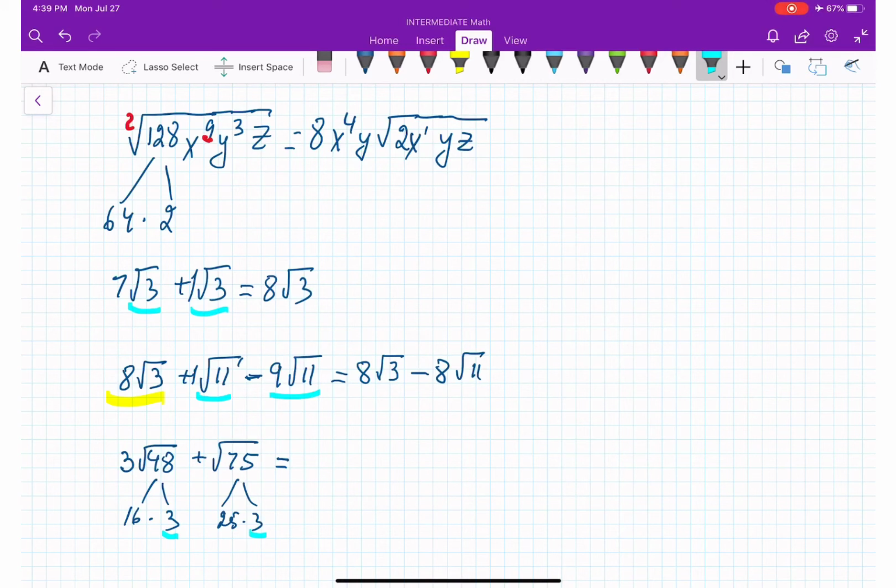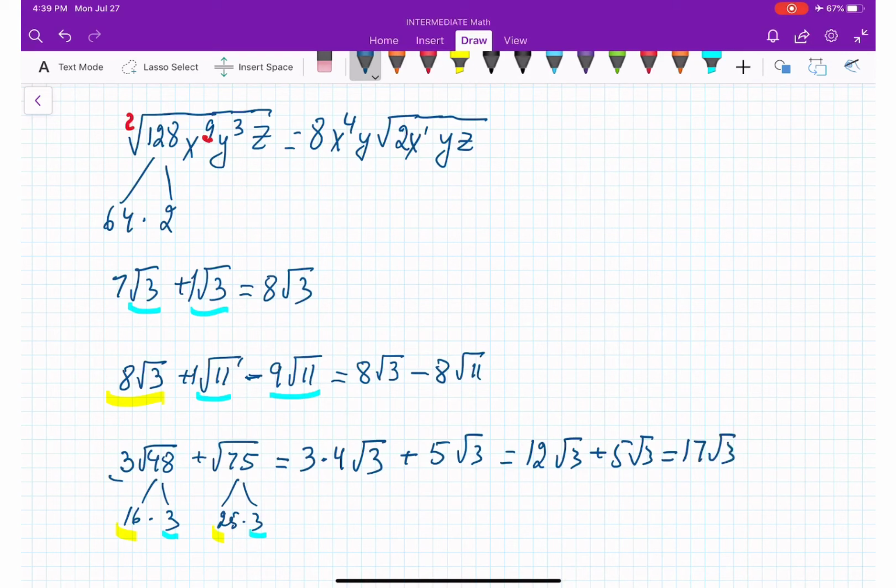The square root of 16 comes out, the square root of 25 comes out. Okay, 3 times, the square root of 16 is 4, and square root 3 stays underneath, plus the square root of 25 is 5, and square root 3 stays underneath. That means we have 12 square root 3 plus 5 square root 3. The result is 17 square root 3. All right?